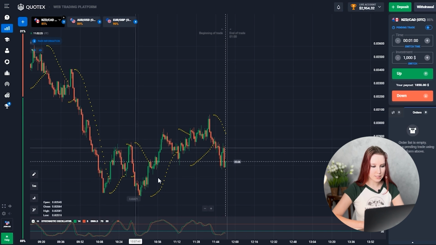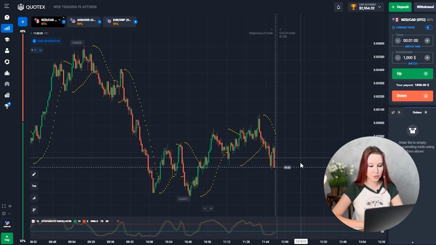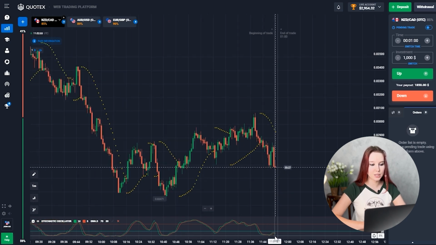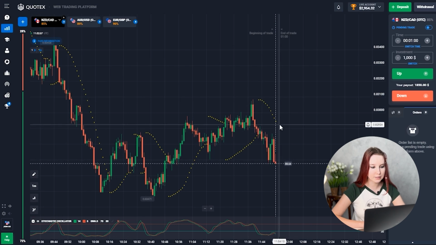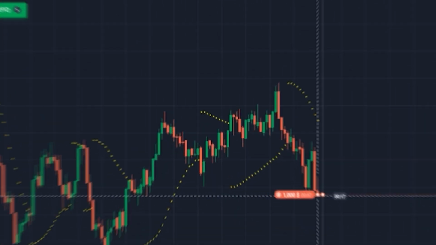Alright, what do we see on this currency pair? We can see that the downward trend continues here, so we can notice that the stochastic oscillator has been at the oversold level for a long time, but for some reason it's still looking down. Also, the candles are still below the parabolic SAR. Well, my trade is probably going to be down here. Let's go.